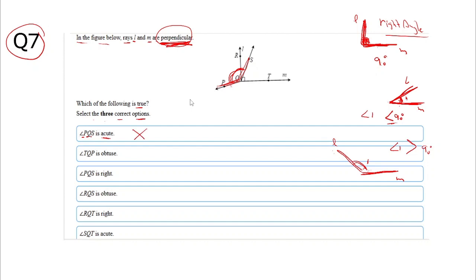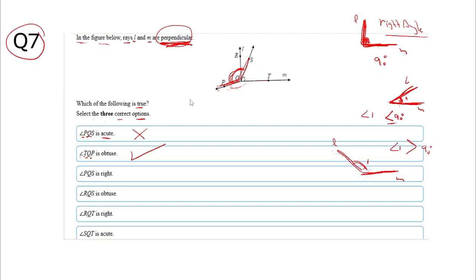Okay. Angle TQB. This angle. Right? Okay, this angle is an obtuse angle. Obtuse angle, right? Same as this shape. So this answer is correct.